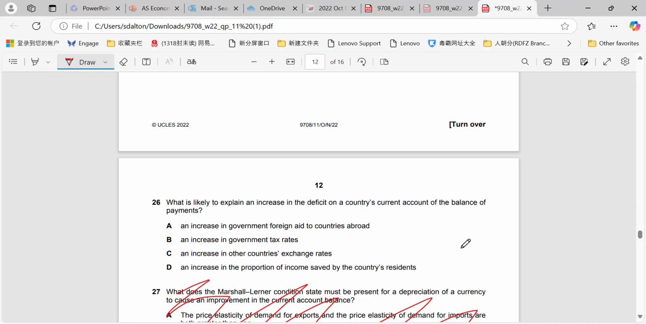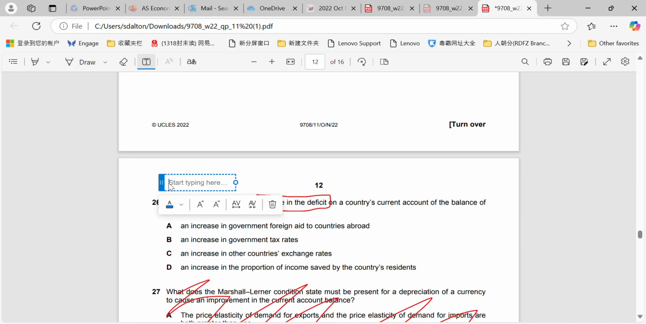Question 26. What is likely to explain an increase in the deficit on a country's current account in the balance of payments? So an increase in the deficit, what we're looking for is more imports versus exports in simple terms, although it doesn't look like here that's the case. So remember our four components, just for reference, because we always do it in this way. It could be more imports, less exports, which would increase a deficit.